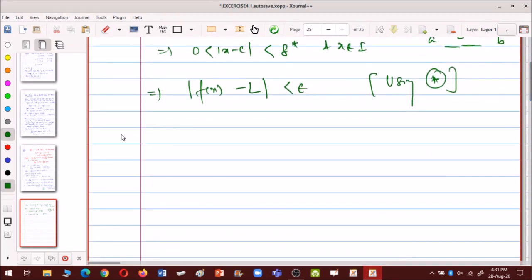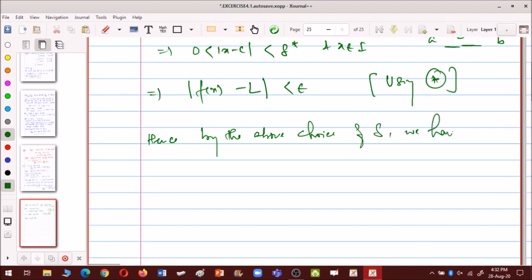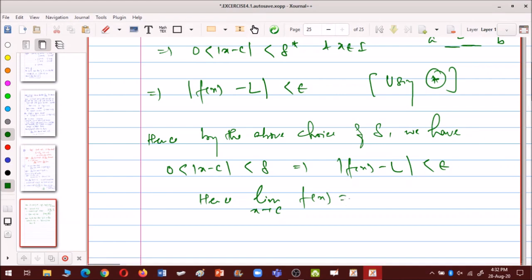So hence, by the above choice of delta, we have 0 < |x minus c| < delta implies |f(x) minus L| < epsilon. Hence, limit x tends to c f1(x) is equal to L.